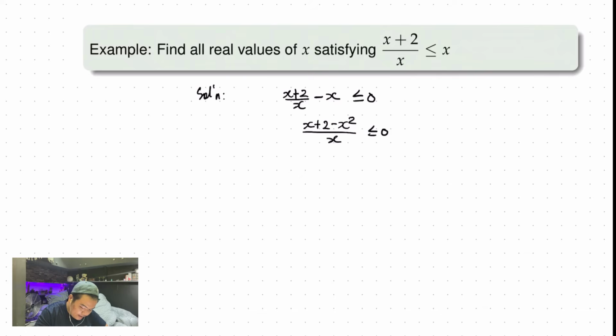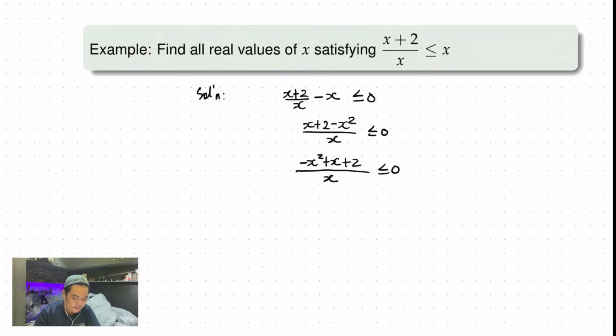Or negative x squared plus x plus 2 all over x is less than or equal to 0. Gaya ng sabi ko, huwag magmumultiply ng may variables on both sides. So, wag nyong i-cross multiply. Ito yung magaganong kayo dito. Wag na.